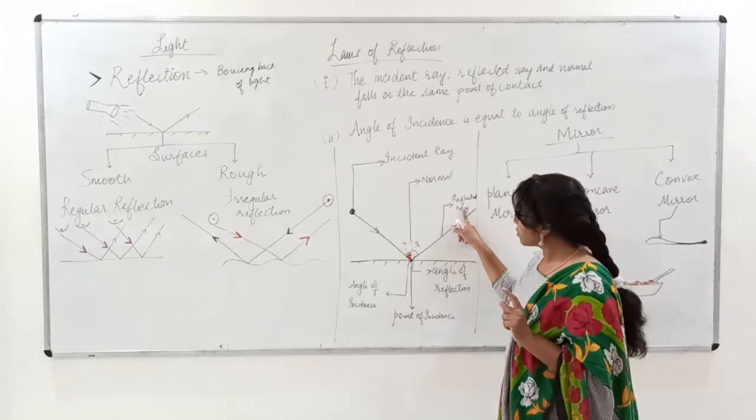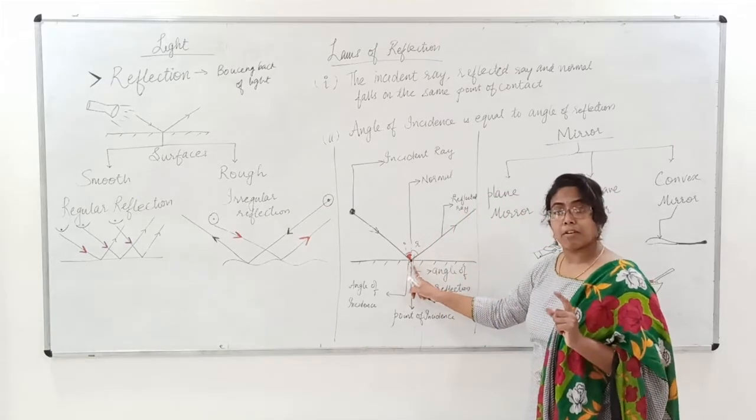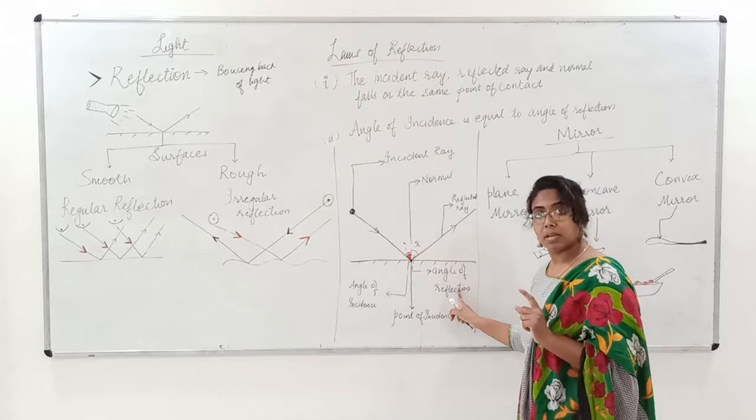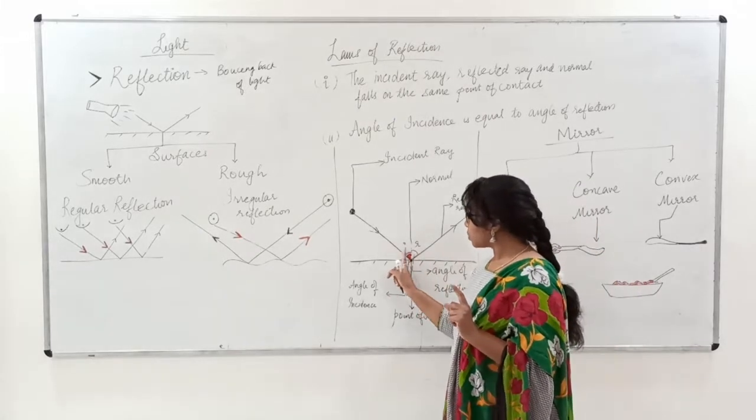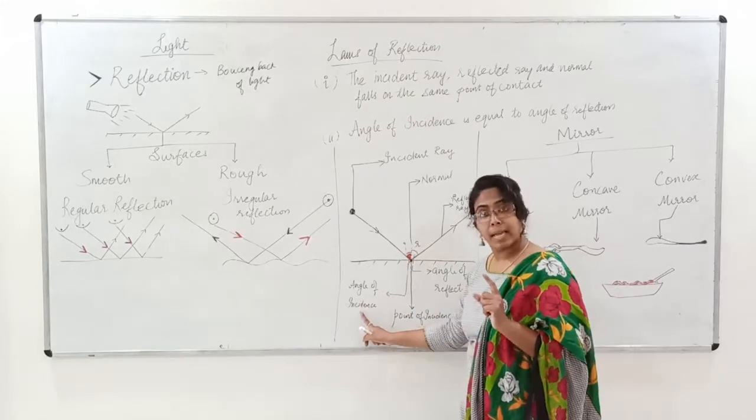When the reflected ray and the normal meet at the point of incidence, they form the angle of reflection, and the angle which is formed between the incident ray and the normal, we call the angle of incidence.